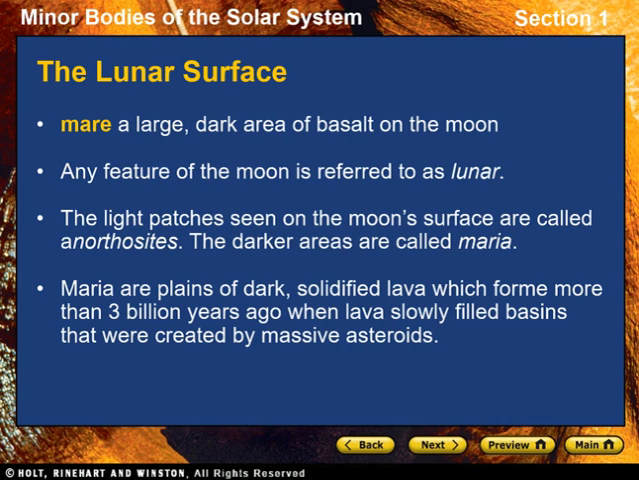Each dark area is a mare. Mare is Latin for sea. Galileo named these dark areas maria because he thought they looked like Earth's seas. Today, astronomers know that maria are plains of dark, solidified lava. These lava plains formed more than 3 billion years ago when lava slowly filled basins that were created by impacts of massive asteroids.